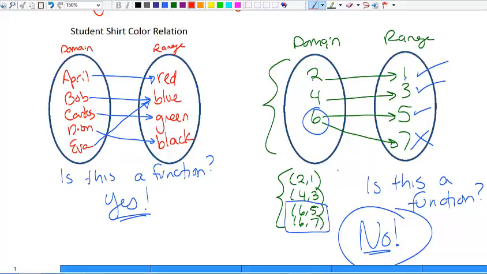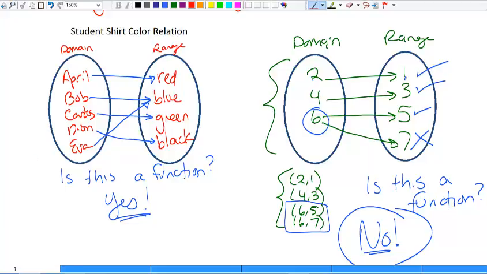Even though the domains have to be on their best behavior, meaning every element in the domain can only be mapped to, or dating, one element in the range, it is not the case for the ranges. The ranges are allowed to date as many people as they want. The ranges don't have to be on their best behavior.